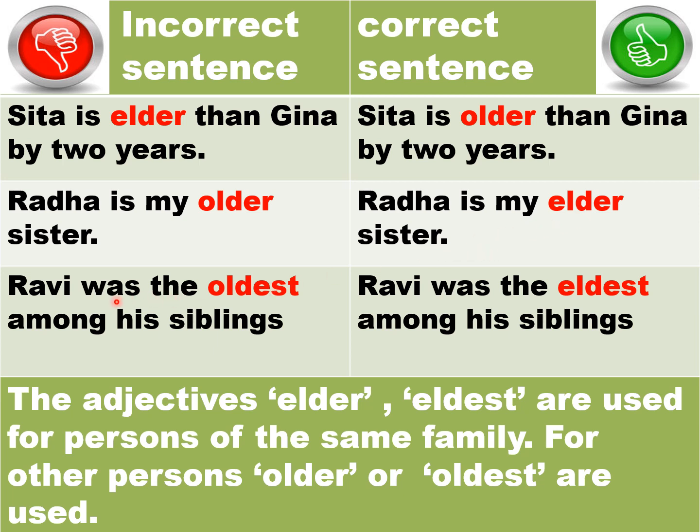See the next example. Ravi was the oldest among his siblings. Here also this sentence indicates the same family members. So Ravi was the eldest among his siblings. Reiterating the rule, the adjectives elder and eldest are used for persons of the same family. For other persons, older or oldest must be used.